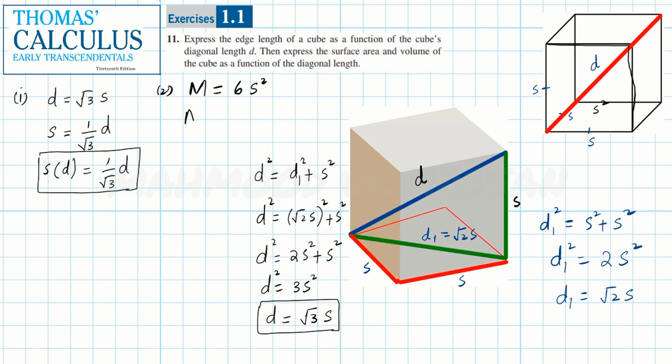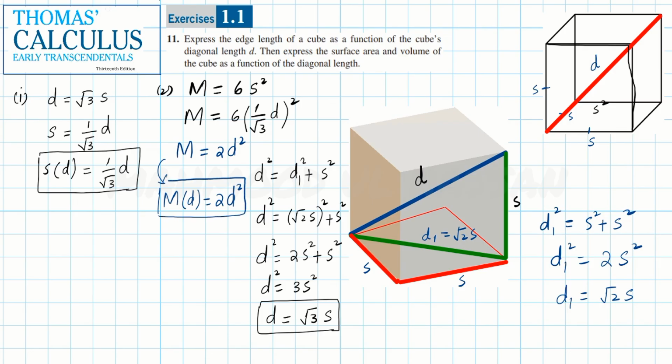So here, what is my s? My s is 1 divided by square root of 3 times d, squared. Now simplify this one, and you will get 2 times d squared. In function notation, m of d is equal to 2 times d squared. So this is our surface area, which is a function of the diagonal d.